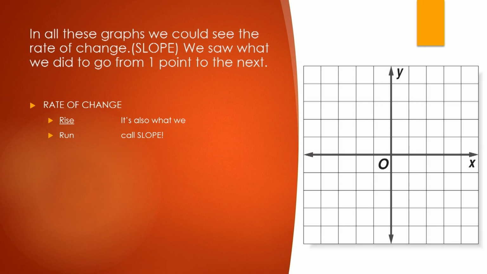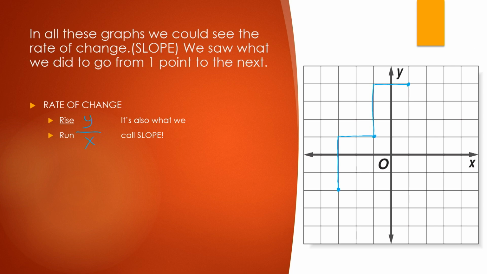It says in all of these graphs, we could see that the rate of change, or our slope, we saw what we did to go from one point to the next, which was our rate of change. Now, we've learned that our slope is rise over run. We've learned that our rise means what we're doing for our y values, and our run is what we're doing for our x values. So if I started right here, for me to go to my next point, I would have to go up so many and over so many.